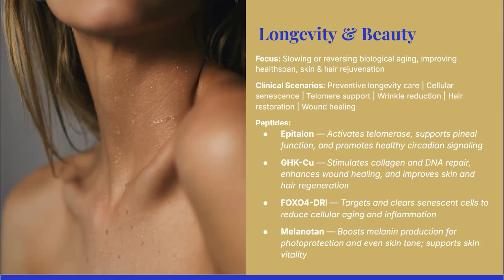OXO4 DRI, that's going to target and clear senescent cells to reduce cellular aging and inflammation. I'm all about senescent cells, gang. They go into a zombie state. They're highly pro-inflammatory. They're not breaking down into their apoptotic state. They're not being removed and cleared. And they are sending out these little stress signals so they can stress the other cells around them. This becomes problematic the longer they're there because they're creating this high pro-inflammatory environment.